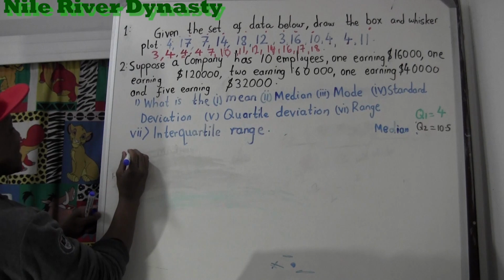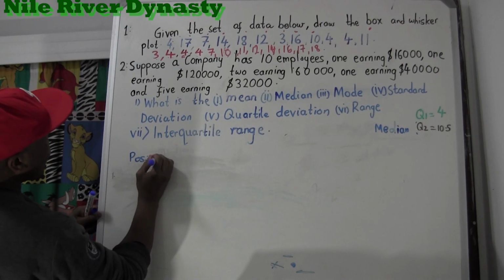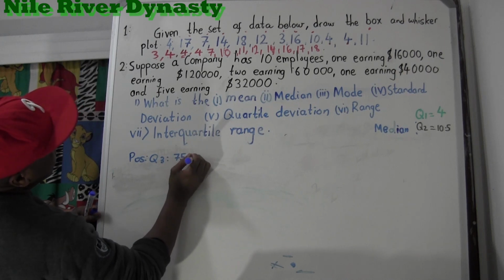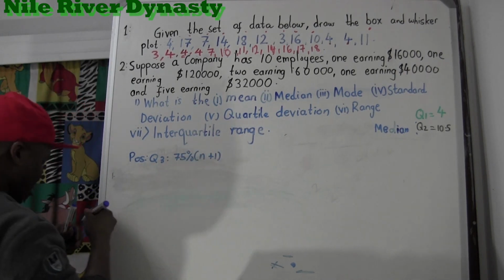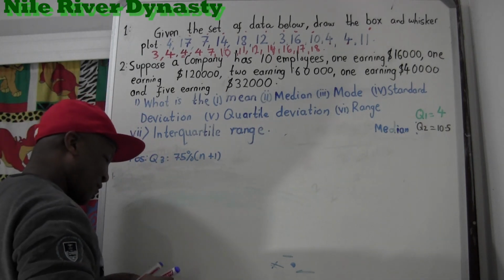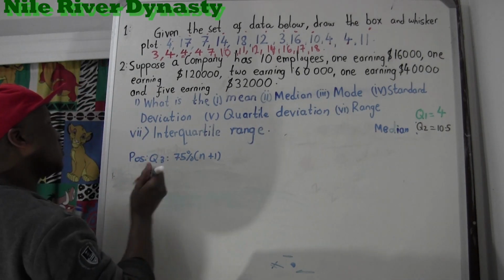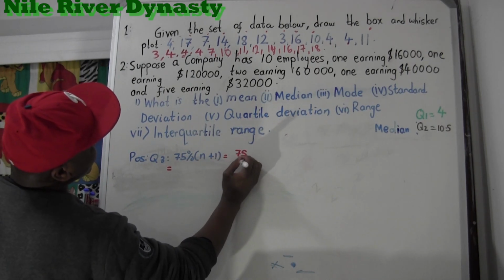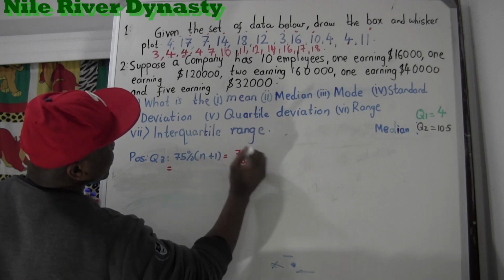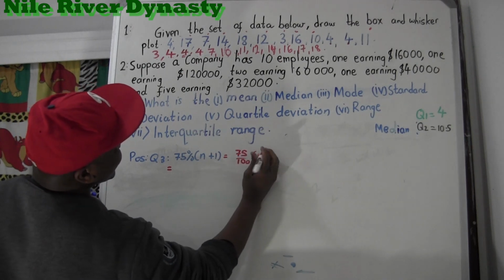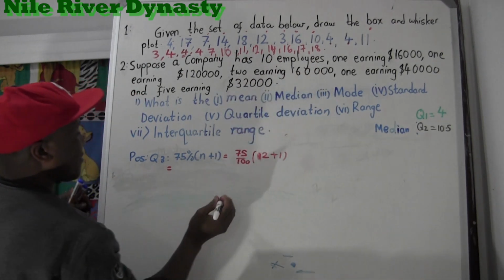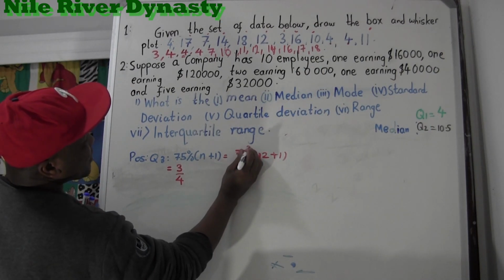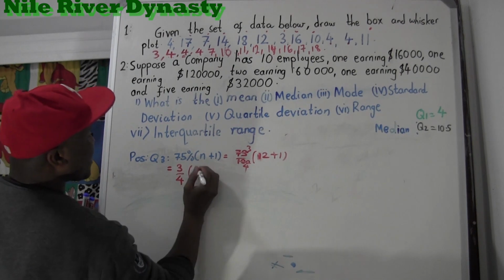Okay, quartile 3. Let's start with the position. How do we get the position of quartile 3? We say 75 percentile, and they say n plus 1. You need to be very speedy in the exam. 75 of 100 is 3 over 4 if you simplify by 25. And n is 12 for this case, plus 1 is 13. So 3 over 4 times 13.